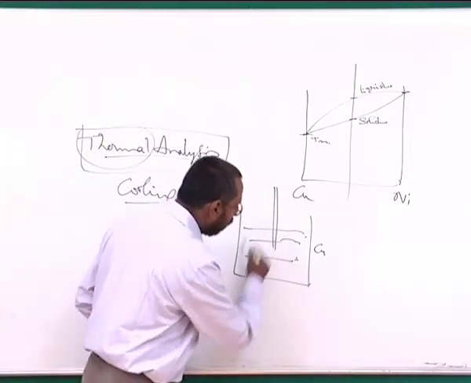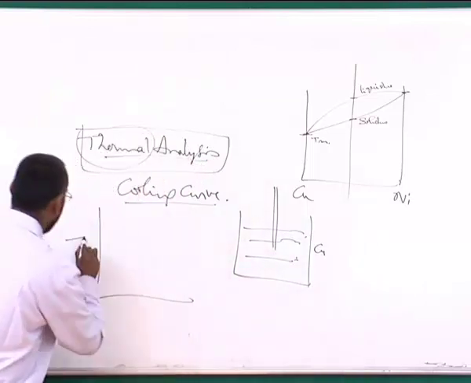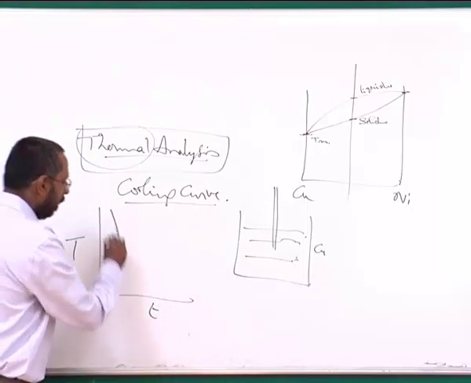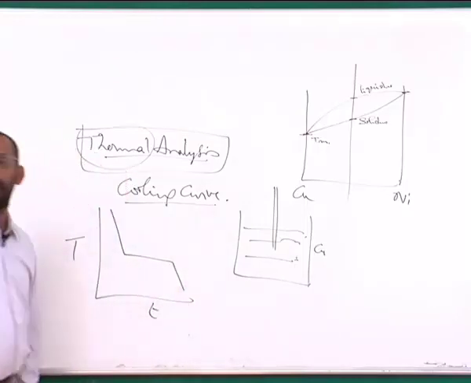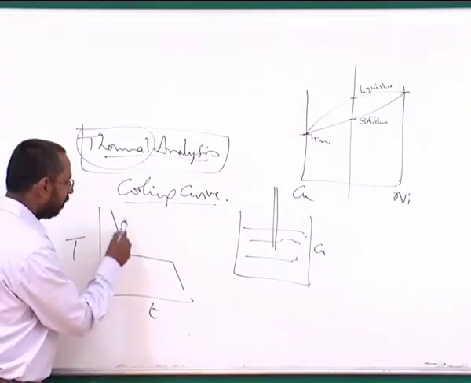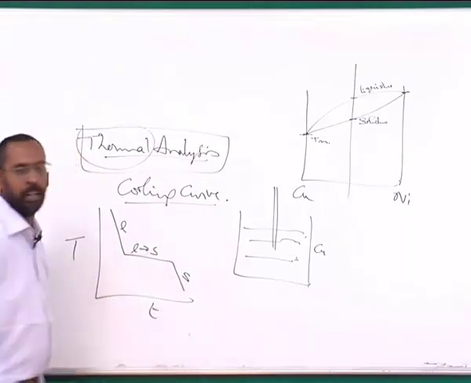and as it cools I try to measure how the temperature of this liquid is changing as a function of time and plot this temperature change as a function of time. You usually see the change happens this way, and this is a typical cooling curve during solidification, where this is liquid, this is solid, and this is where liquid is changing to solid.